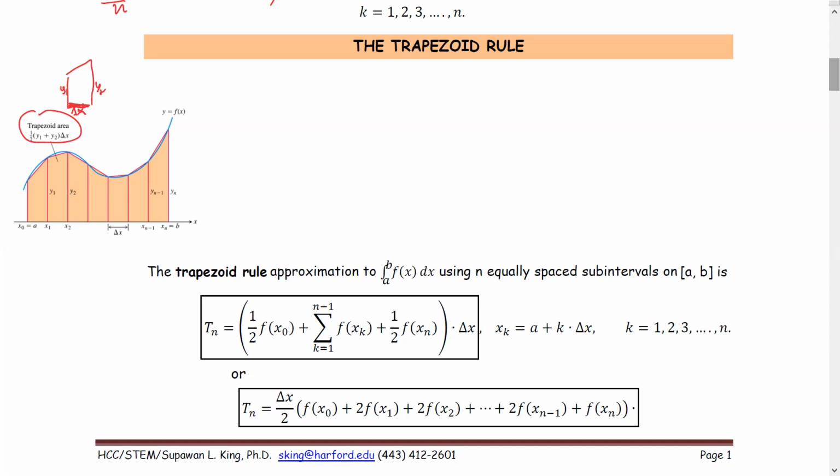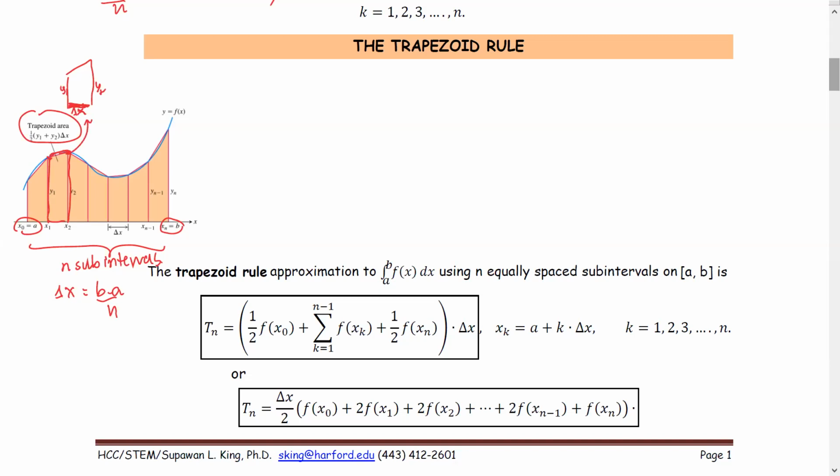Again, f is continuous from a to b, and make it n equal subintervals. Also, delta x is (b minus a) divided by n. Look at each subinterval. For each bar, it forms a trapezoid because we use the function at the left x value and the function at the right x value as the heights that are parallel to each other.